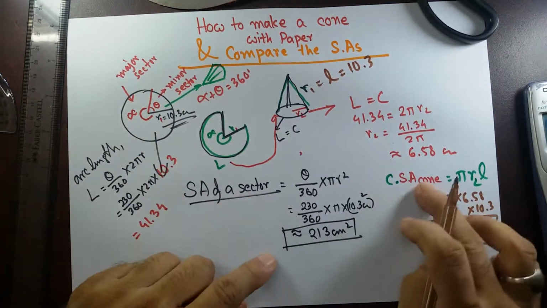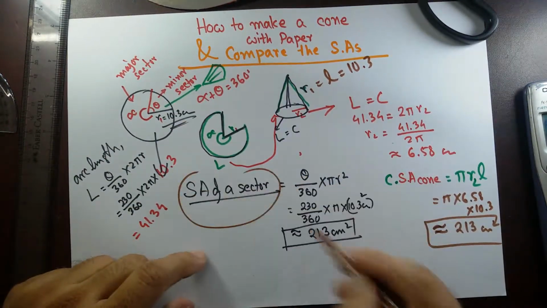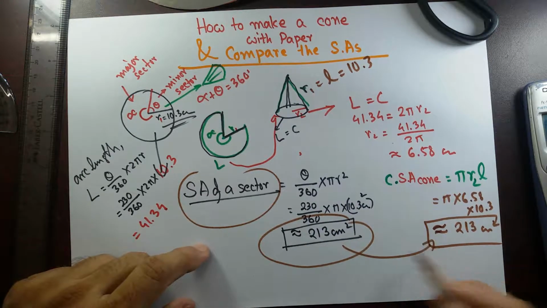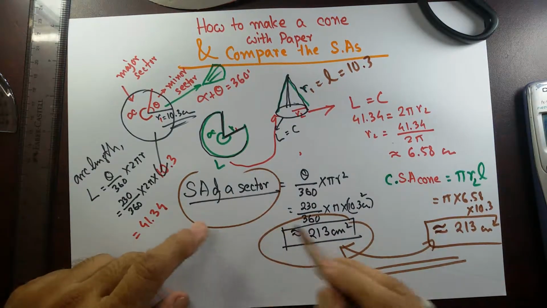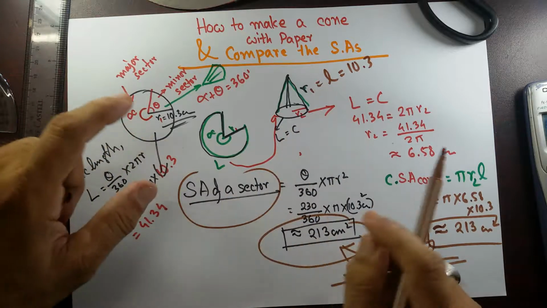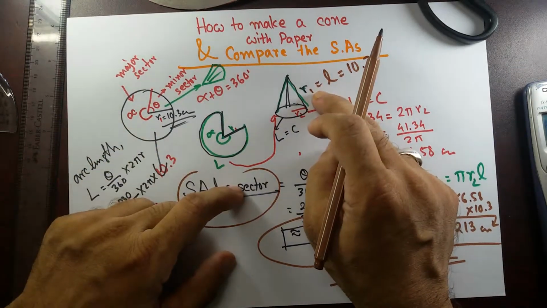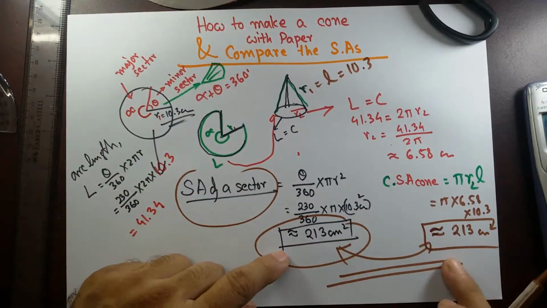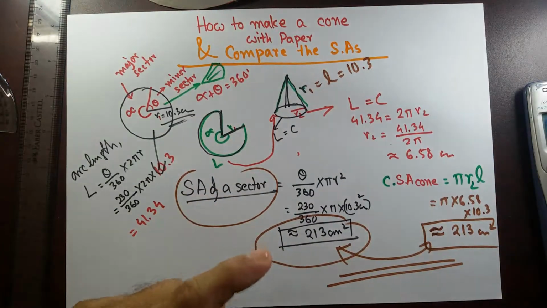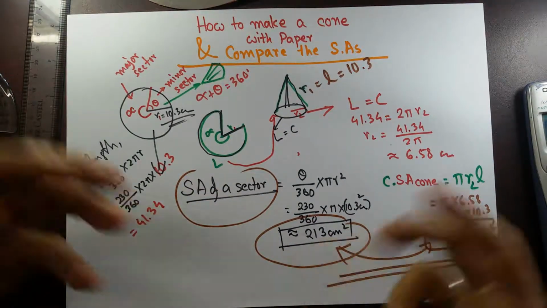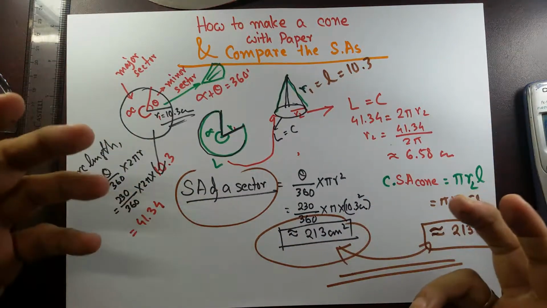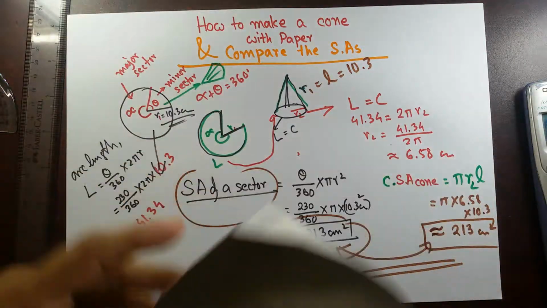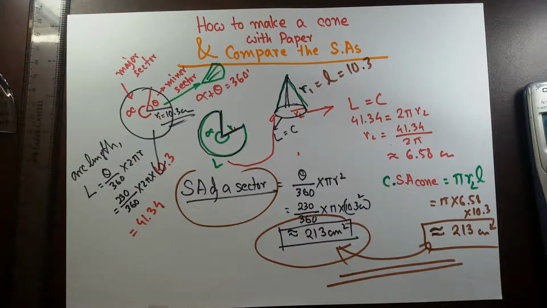So the curved surface area of the cone and the surface area of the sector are equal. We proved the formula for the sector and the curved surface area of the cone to be correct. This was a math project to show you comparing the two surface areas made with the same piece of paper. I hope you like it and explore.